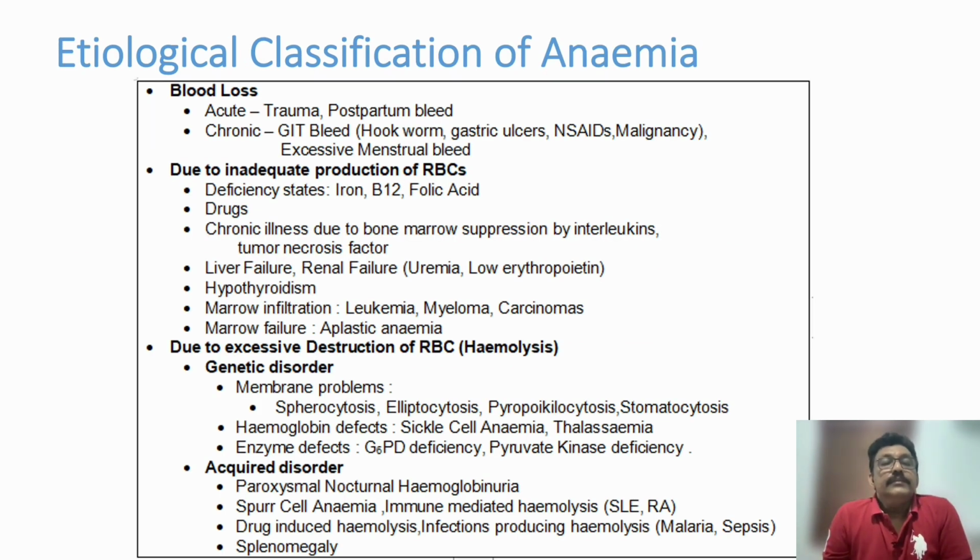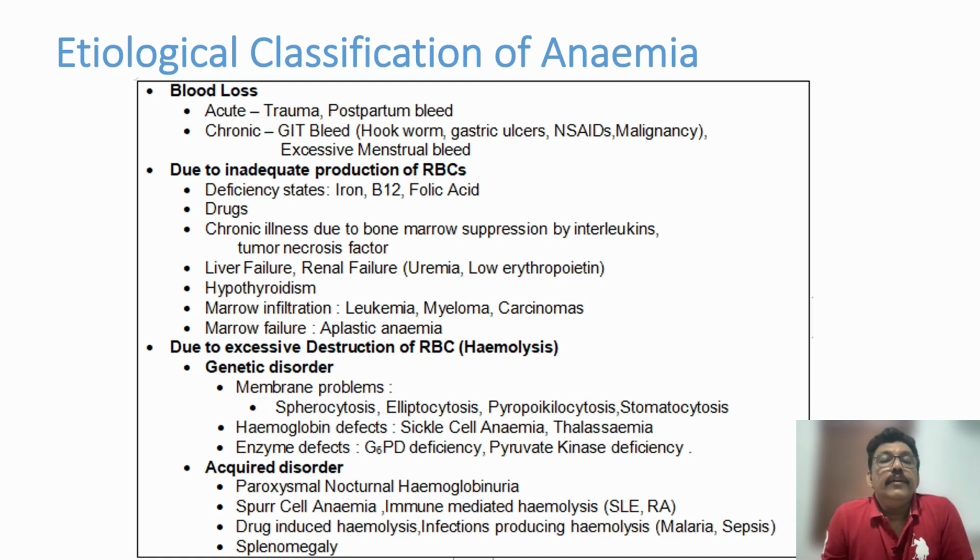Now, etiological classification, we can see in detail. Blood loss is the major cause, acute or chronic. Acute blood loss: trauma, postpartum bleeding. Chronic blood loss, mainly GIT blood loss, where hookworm is a classical example. Some GI ulcers, NSAID induced ulcers, malignancy in the abdomen that can bleed, and excessive menstrual bleeding. Whatever it is, hookworm infestation is the most common cause of anemia worldwide.